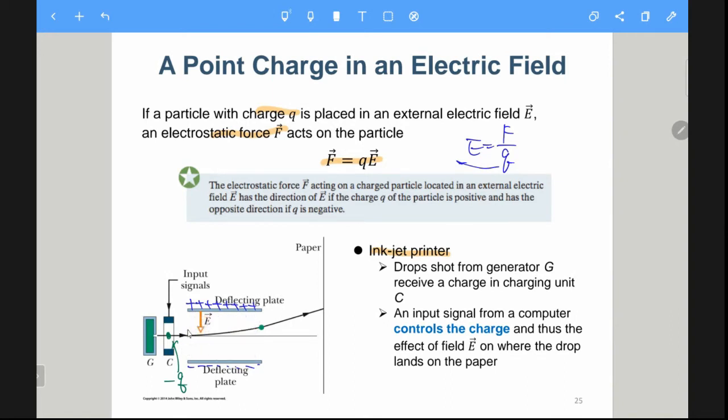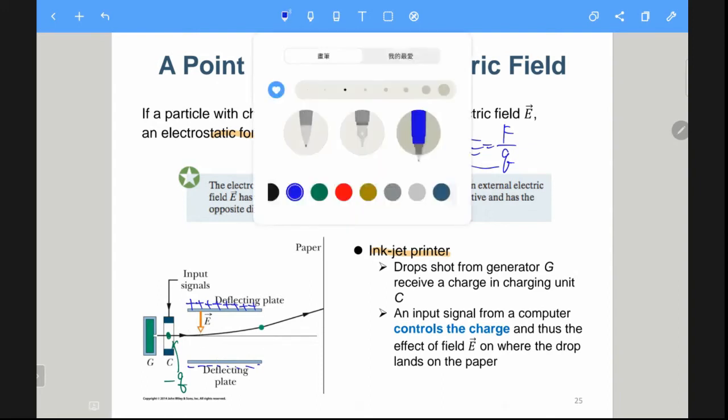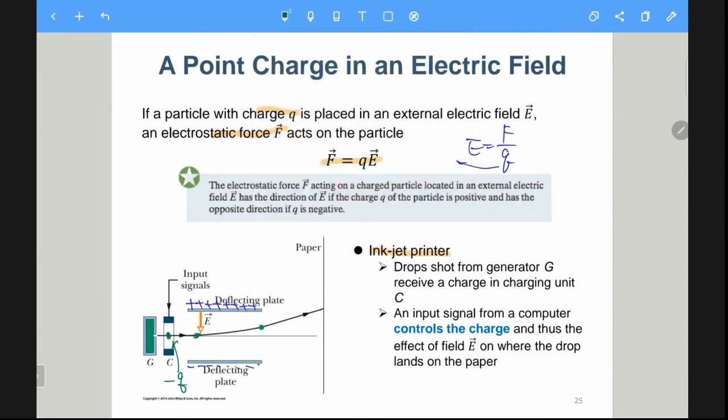So here, this is a negative charge, which means that as long as this ink goes into this E field area, there will be a force acting upward, because it is a negative charge, negative Q. So there will be a force. It's something like what you have done in high school physics.